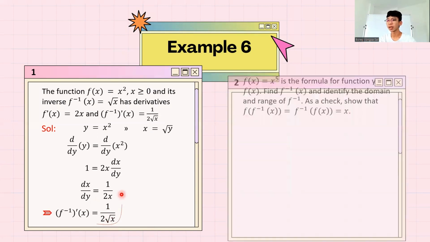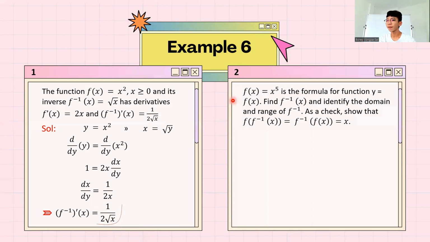Now let's take a look at another one. We have f of x equals x to the power of 5 as the formula of the function y equals f of x. Find the inverse function of f of x and identify the domain and range of the inverse function of f. As a check, show that f of the inverse function of f of x is equal to the inverse function of f of f of x, which equals x.